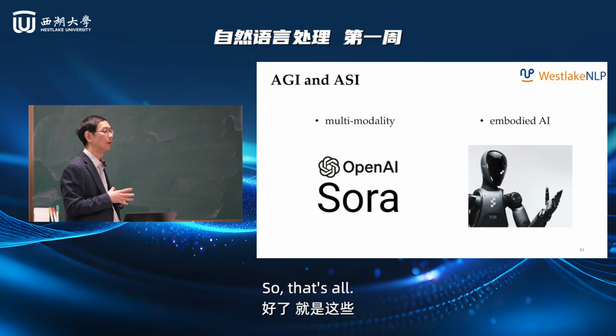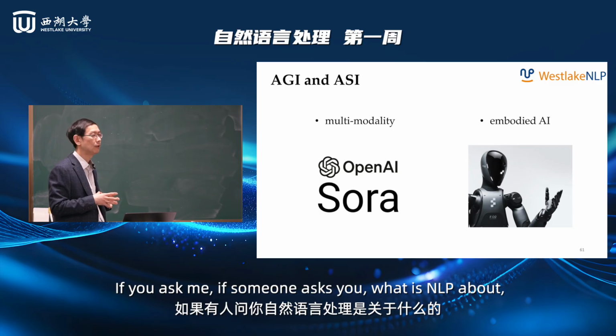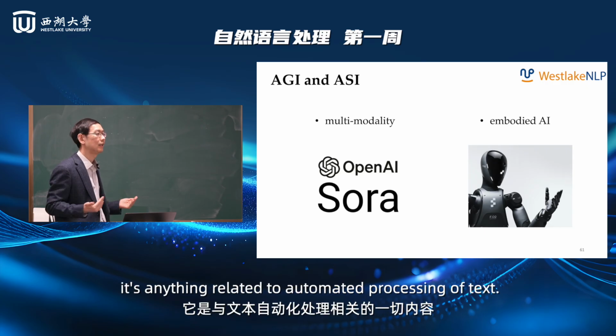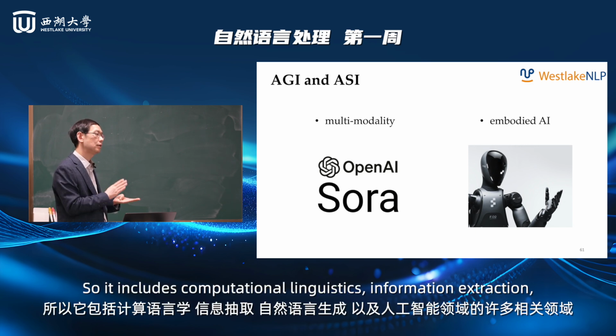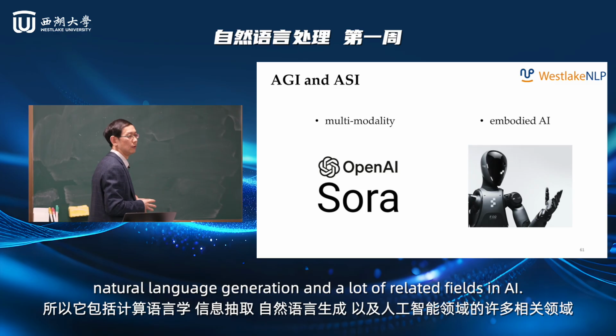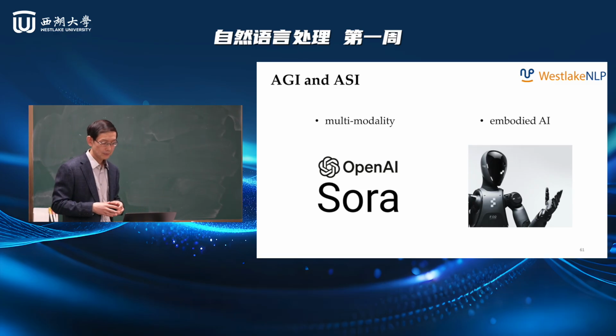So that's all. If someone asks you what NLP is about, you can say that in the broadest sense, it's anything related to automated processing of text. It includes computational linguistics, information extraction, natural language generation, and a lot of related fields in AI. That's natural language processing.